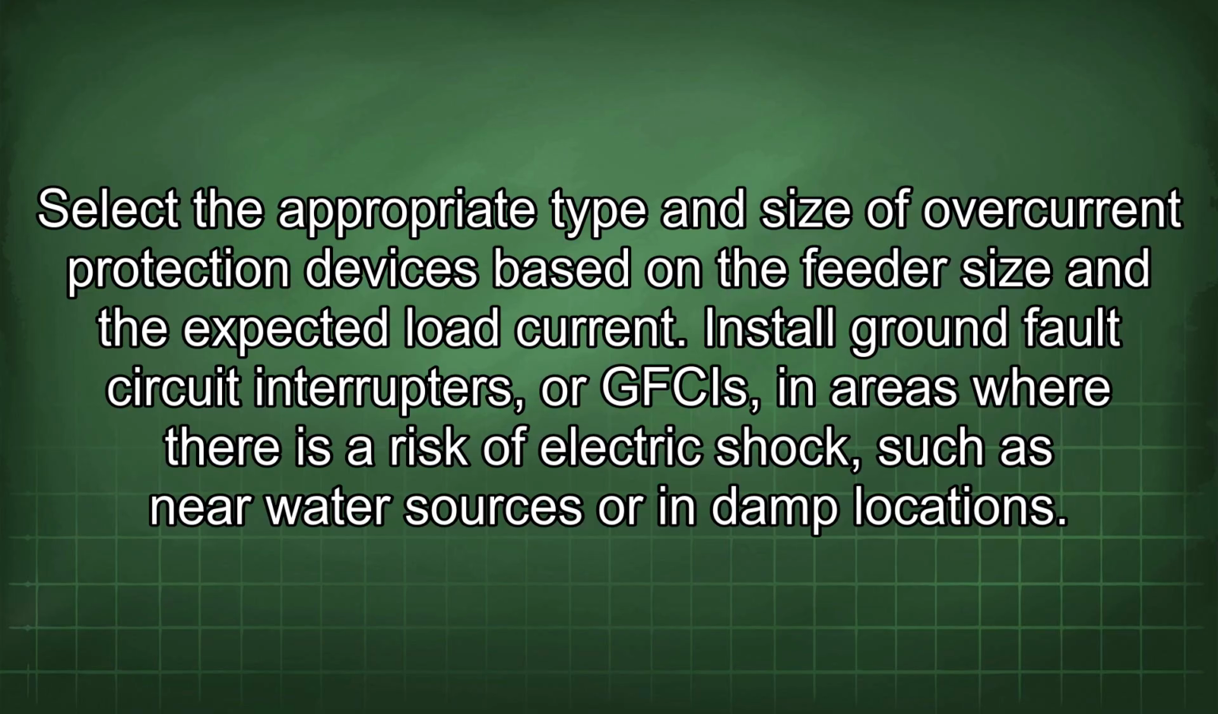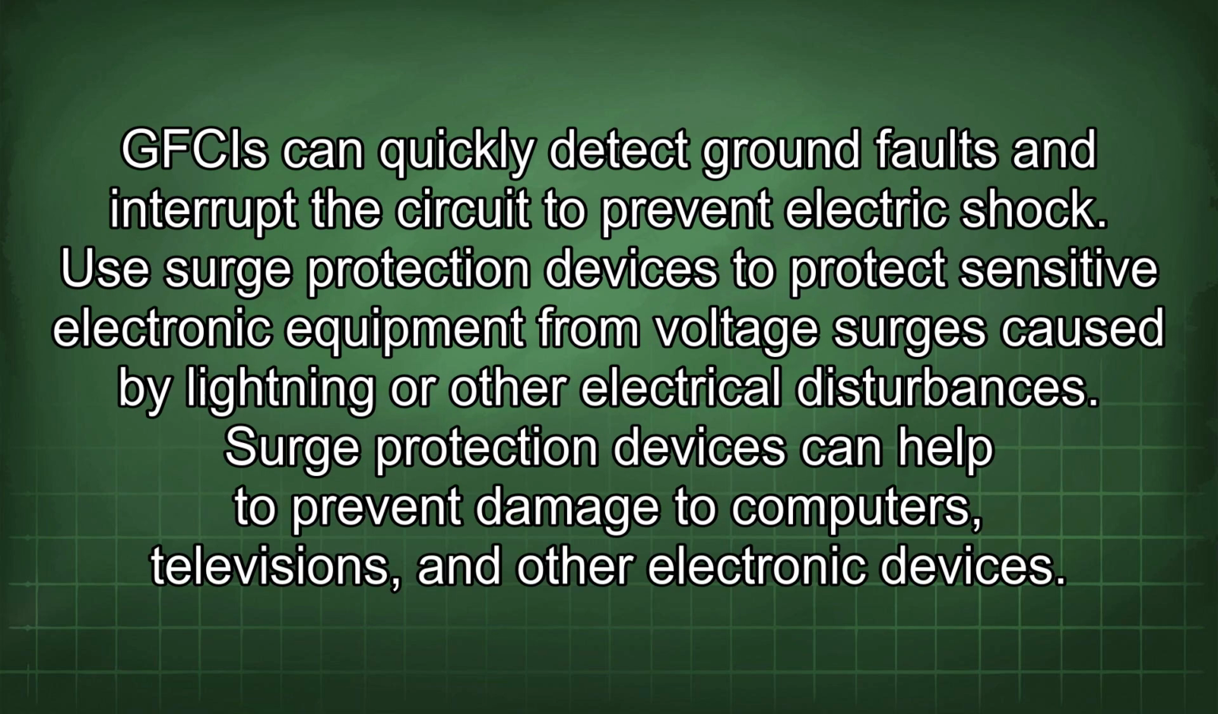Select the appropriate type and size of overcurrent protection devices based on the feeder size and the expected load current. Install ground fault circuit interrupters, or GFCIs, in areas where there is a risk of electric shock, such as near water sources or in damp locations. GFCIs can quickly detect ground faults and interrupt the circuit to prevent electric shock.